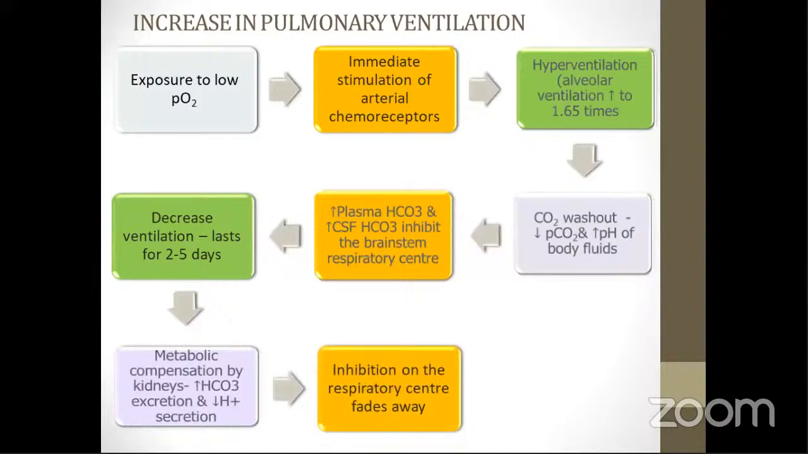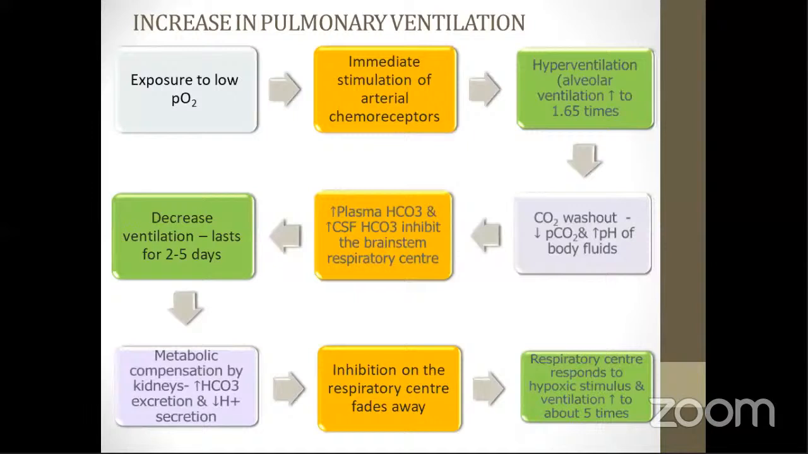And this will bring the pH back to normal, and that will cause again the hypoxic stimulation of the respiratory center, or the inhibition on the respiratory center is faded away. Okay, and so what happens? Again, there is hyperventilation, or the respiratory center will respond to the hypoxic stimulus, and this will cause an increase in ventilation to about 5 times normal. So at first it increases only 1.65 times, then for 2 to 5 days it decreases again because of the carbon dioxide washout. And during those 2 to 5 days, what is happening? Metabolic compensation occurs, and that will again cause hyperventilation to 5 times normal.